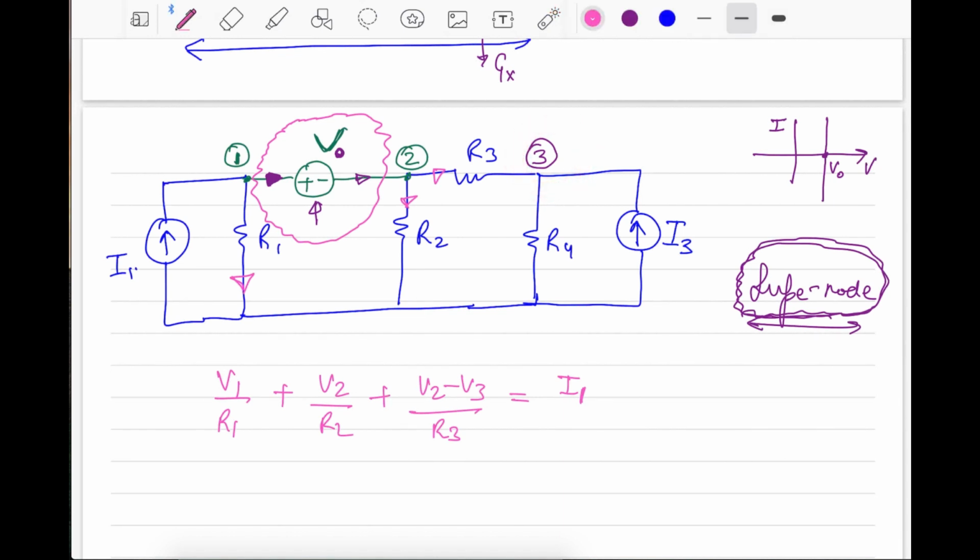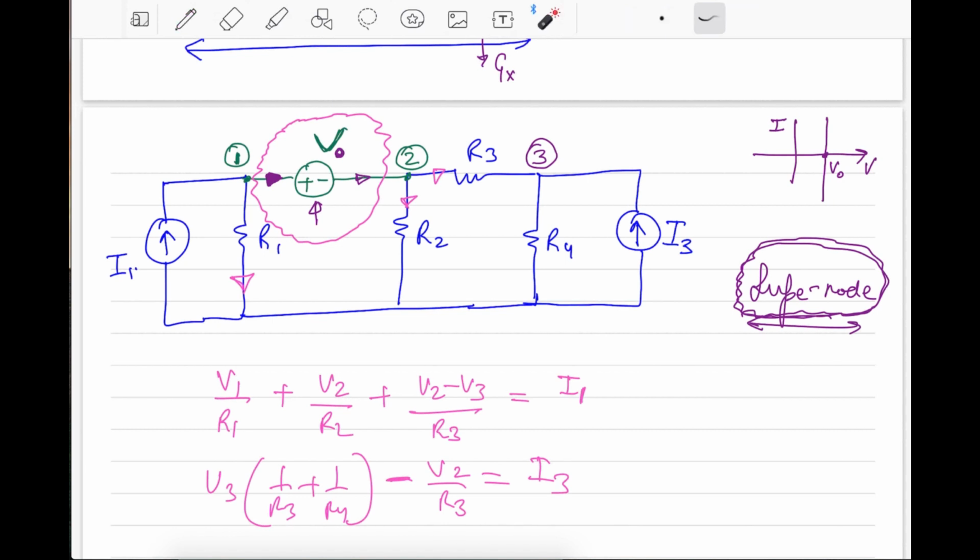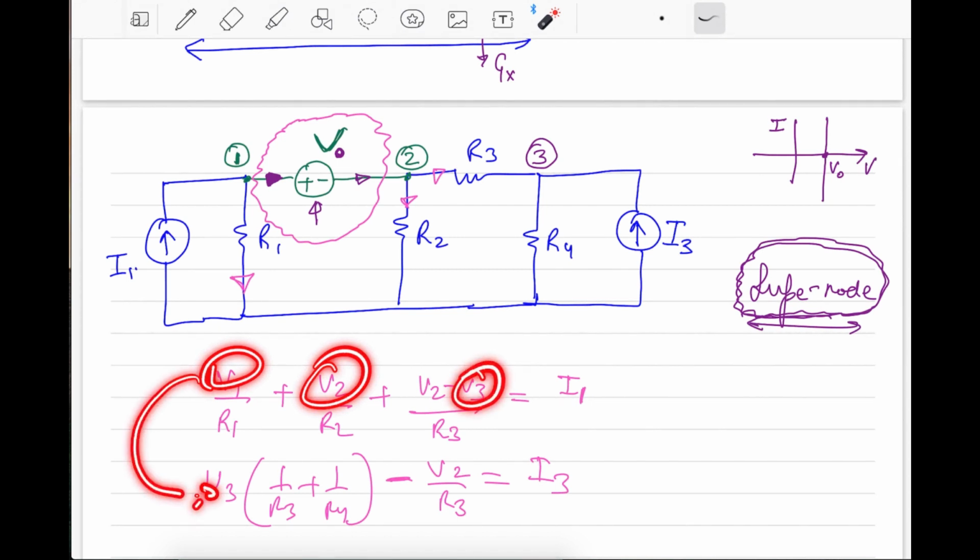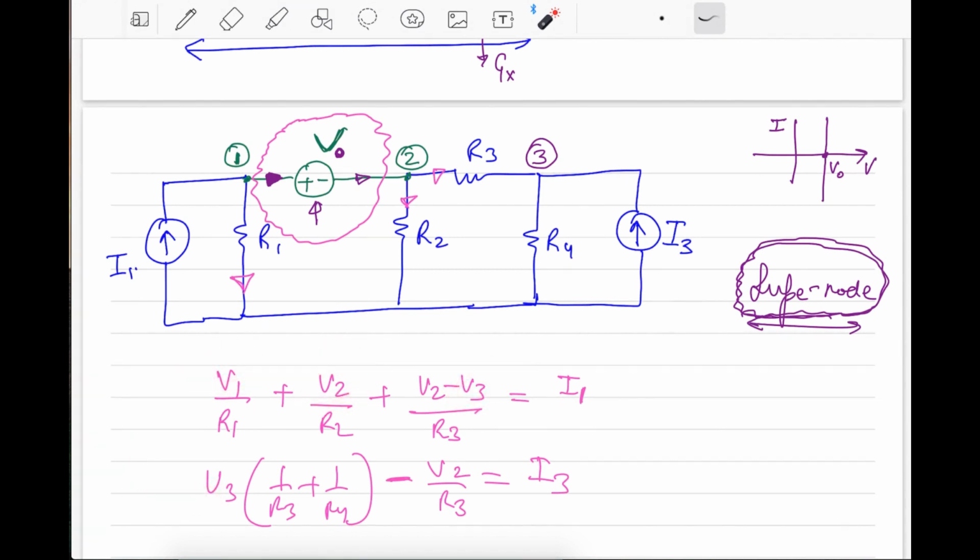What will that be? It will be V3 times (1 over R3 plus 1 over R4), and then minus V2 by R3, and it is equal to I3. This is the nodal analysis equation for node 3. But you have three unknowns, right? V1, V2 and V3, and you have only two equations. So how to solve this? Can anyone tell me what will be the third equation?